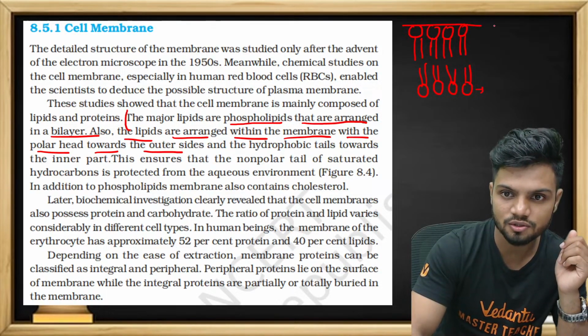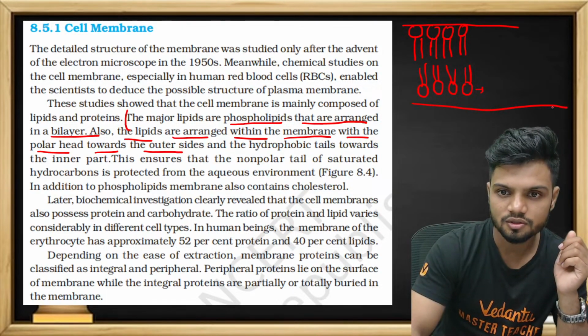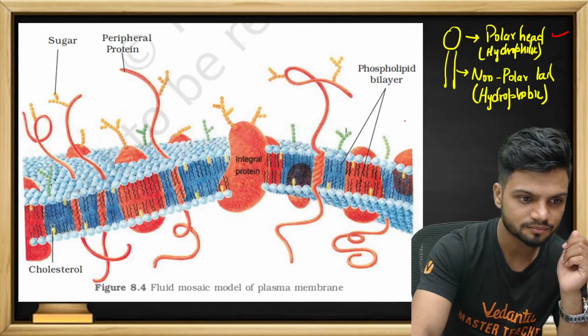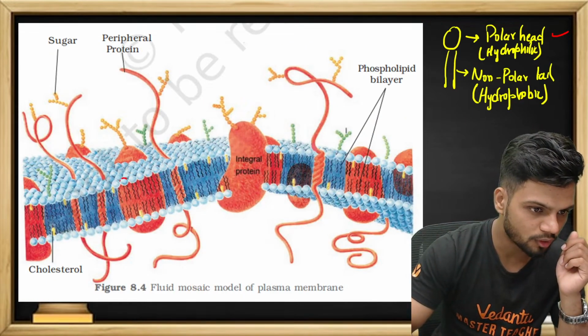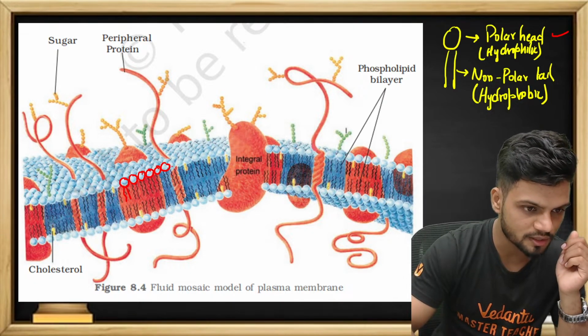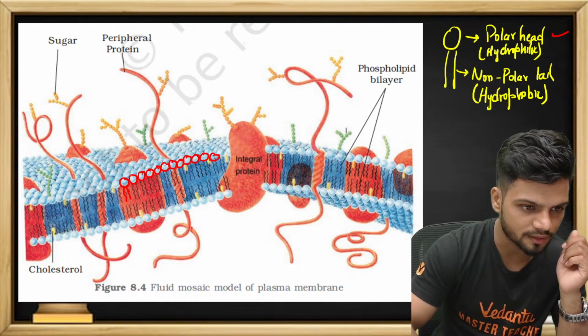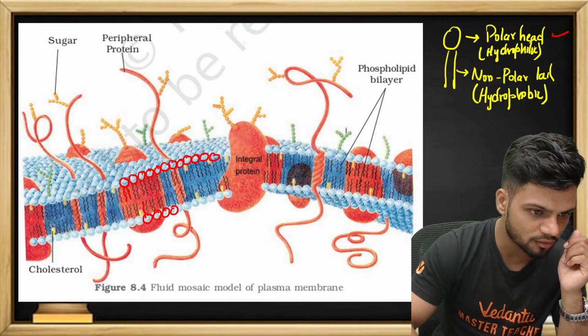This is the structure of cell membrane. Okay, can you see here? Polar head is on the outside. Look at this diagram. All of these are polar heads. Now you can visualize it. All the polar heads are on the outside. Non-polar tail on the inside. Are you able to see, students, now?